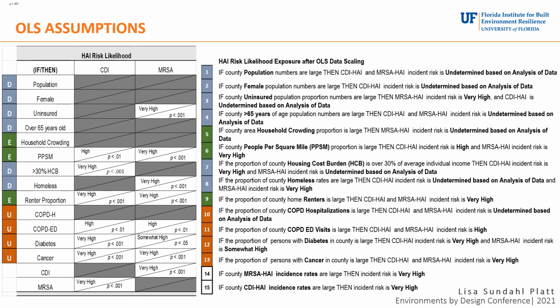An algorithm reflective of the socio-ecological variable category of environment would be that if the proportion of county home renters is large, then C. diff HAI and MRSA HAI incident risk is very high. And for the socio-ecological variable category of underlying medical conditions, an associated decision rule algorithm is if the proportion of persons with diabetes in the county is large, then C. diff HAI incident risk is very high and MRSA HAI incident risk is somewhat high.